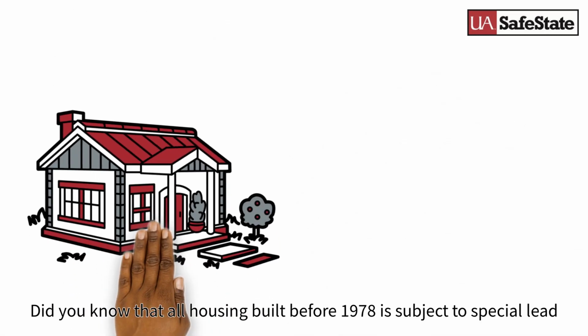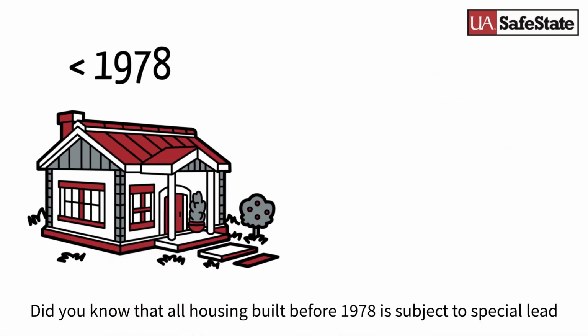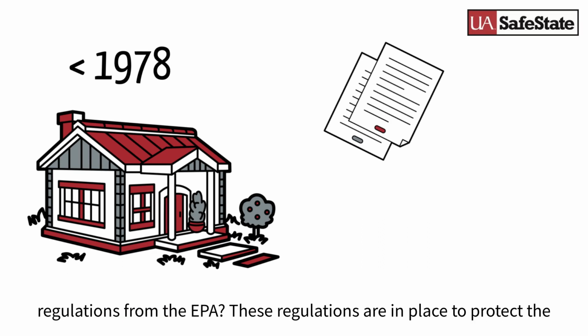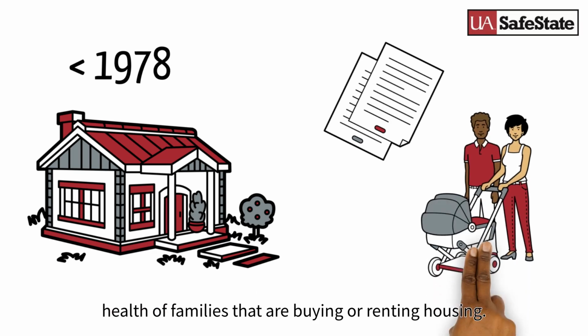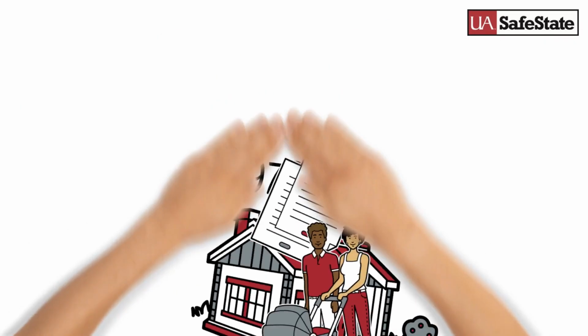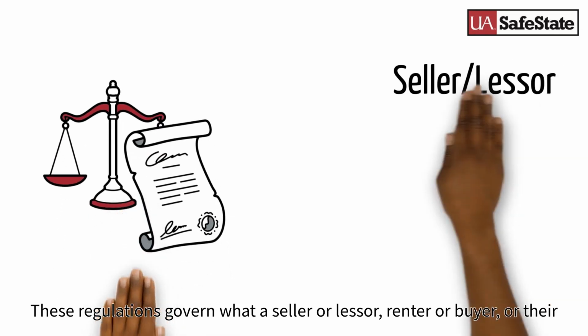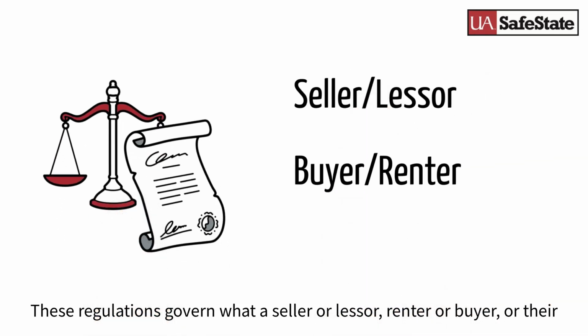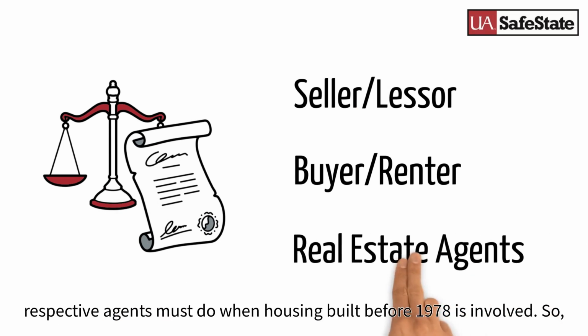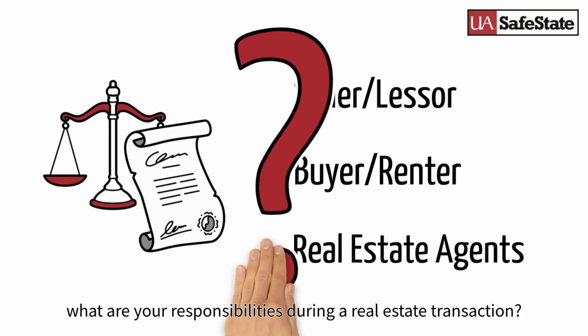Did you know that all housing built before 1978 is subject to special lead regulations from the EPA? These regulations are in place to protect the health of families that are buying or renting housing. These regulations govern what a seller or lessor, renter or buyer, or their respective agents must do when housing built before 1978 is involved. So, what are your responsibilities during a real estate transaction?